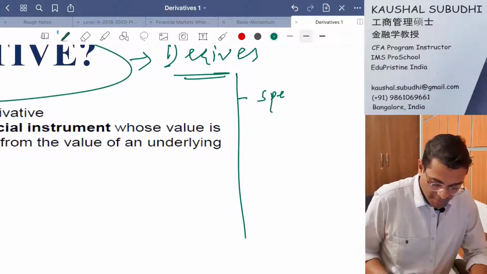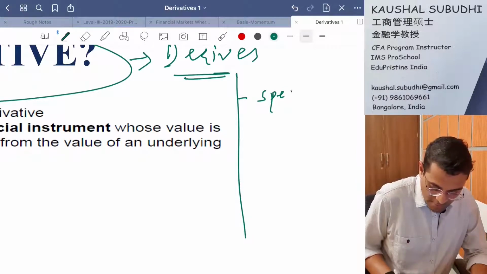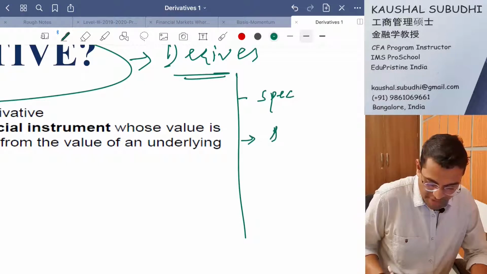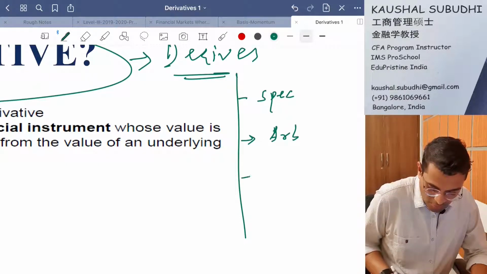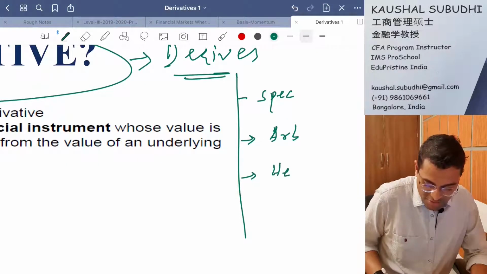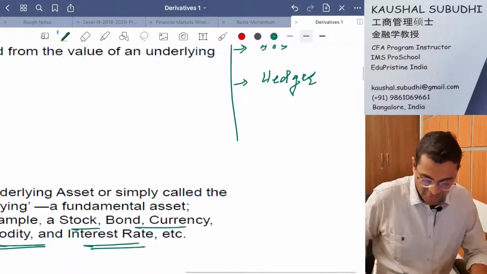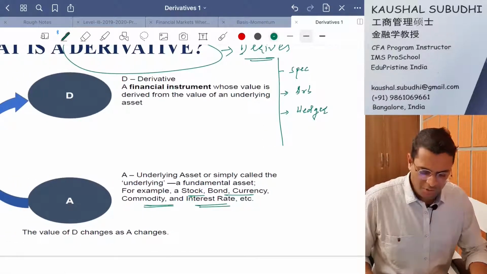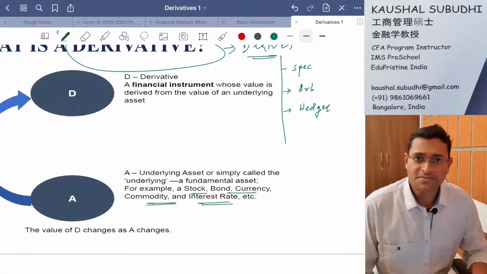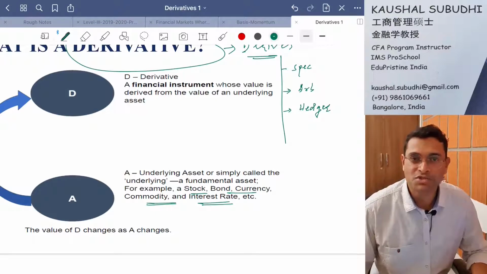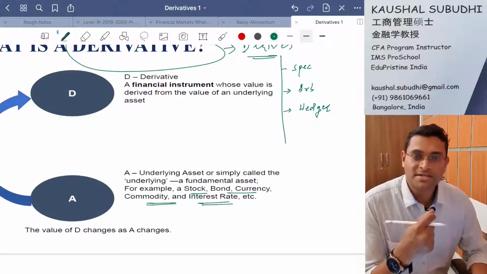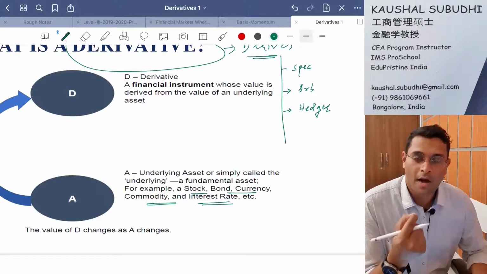There could be a speculator, an arbitrager, and a hedger. So these are the three different types of people who trade in derivatives. What do you mean by a speculator? A speculator is a person who lives on betting and tries to earn money by betting. Betting on what? Betting on a derivative. So they try to bet on a particular price, whether it's going to go up or down, and that is known as a speculation contract.